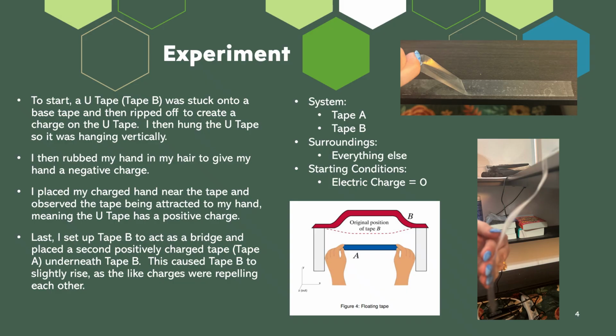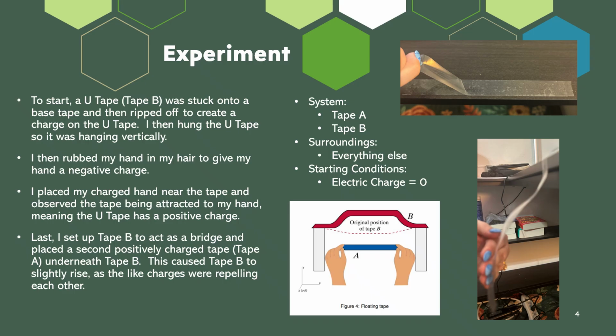So to start this experiment, we started by laying out one flat piece of tape stuck to the table, and then we got another piece of tape. This one ended up being about 0.16 meters long. So we stuck that onto that first piece of tape and then quickly yanked it off to give it a good positive charge. We stuck that piece of tape so it was hanging off the edge of the table by itself, and then I rubbed my hand in my hair to give it a negative charge and held that hand up to the tape and saw that the tape was attracted to my hand, meaning that the tape is positively charged, as I presumed.